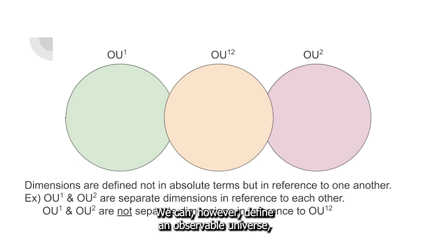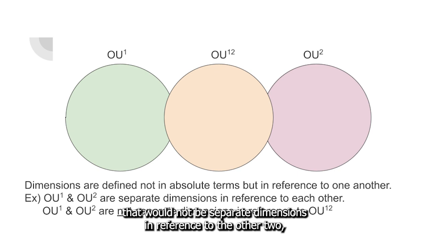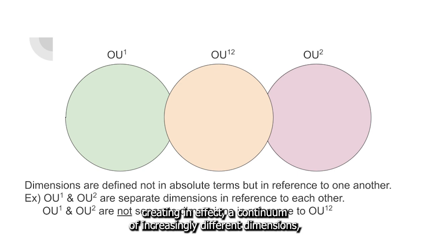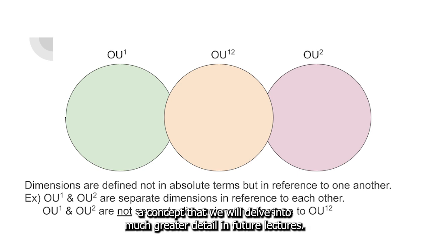We can, however, define an observable universe, OU12, between OU1 and OU2, that would not be separate dimensions in reference to the other 2, creating in effect a continuum of increasingly different dimensions, a concept that we will delve into in much greater detail in future lectures.